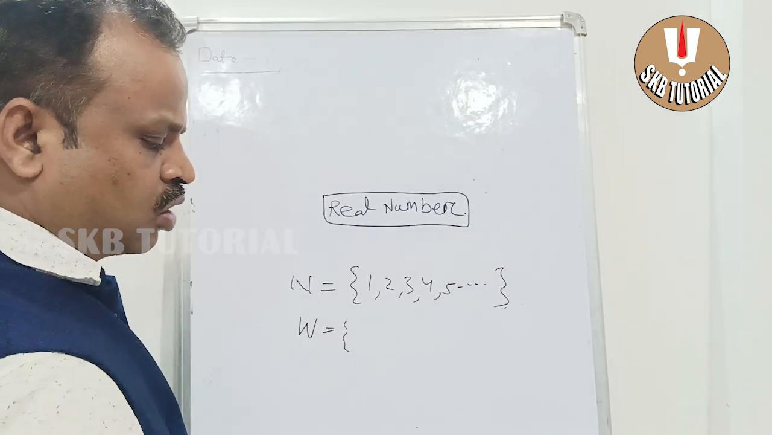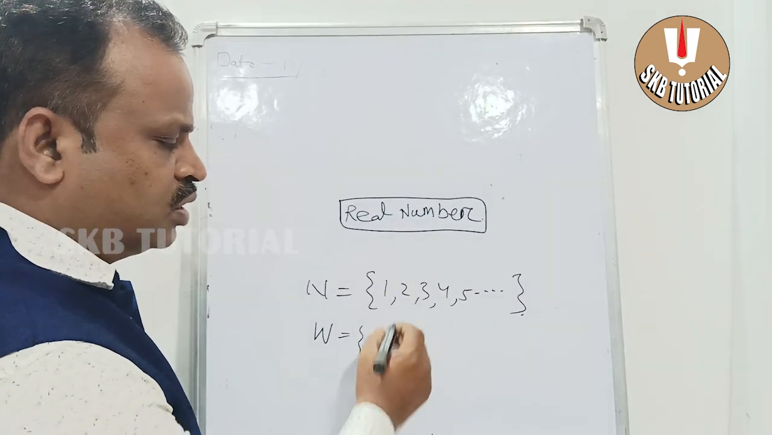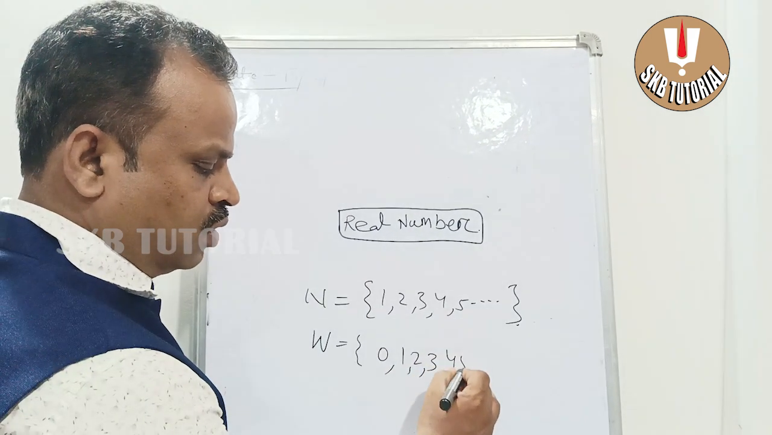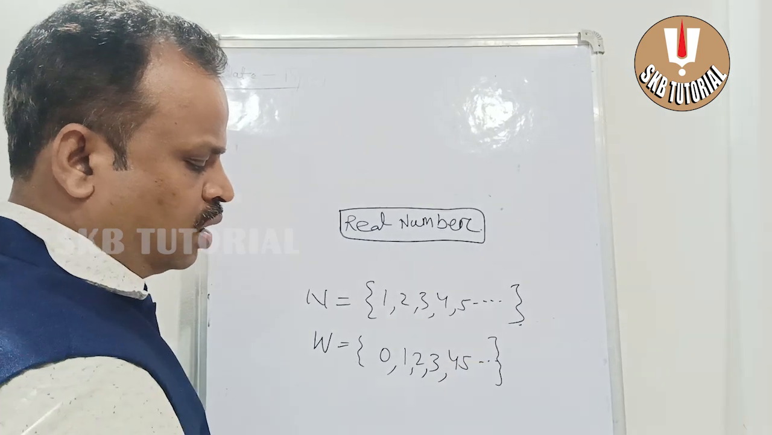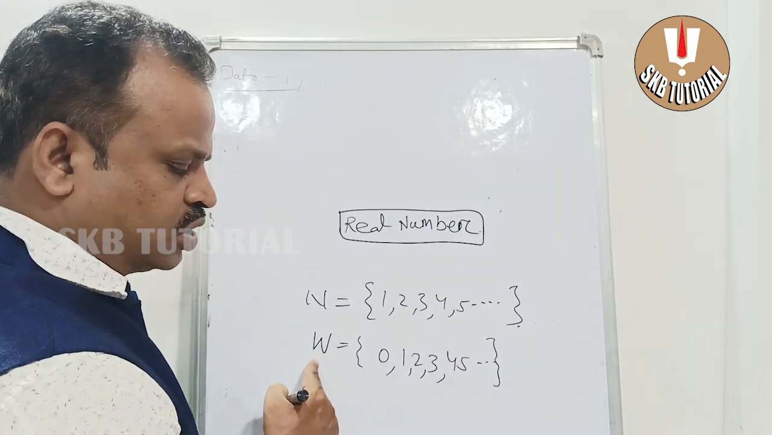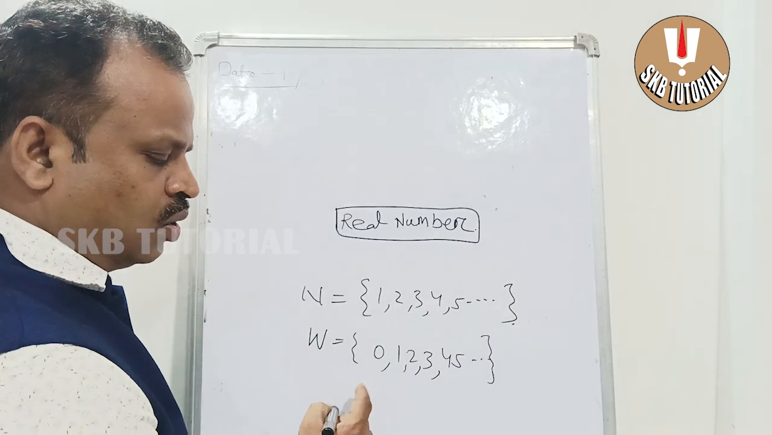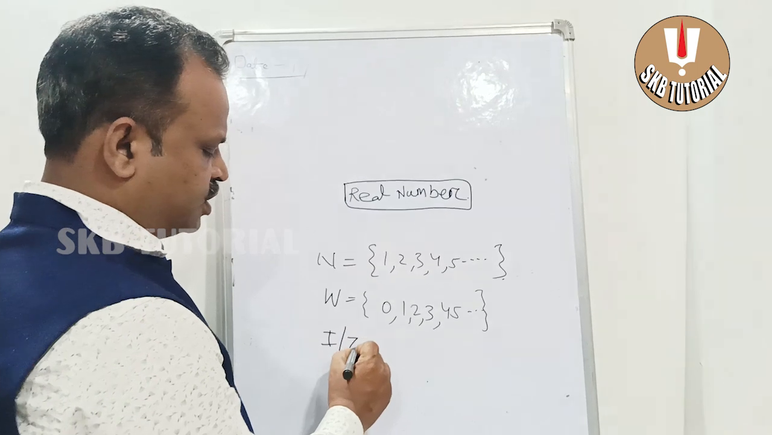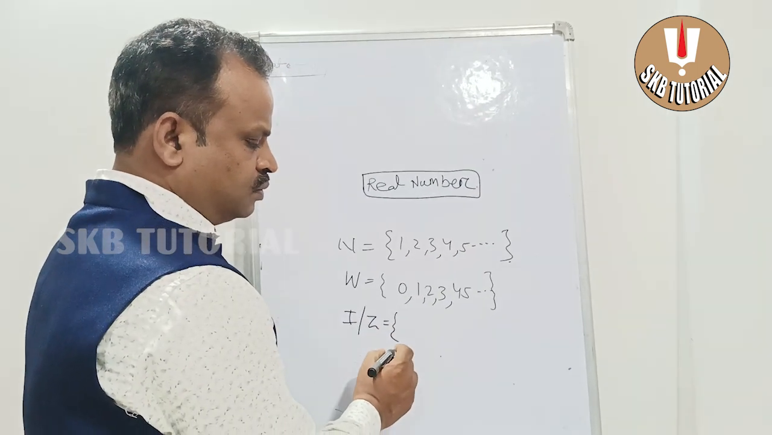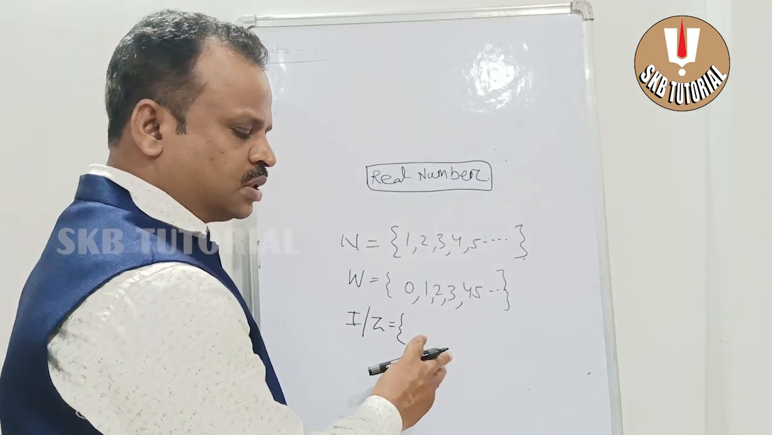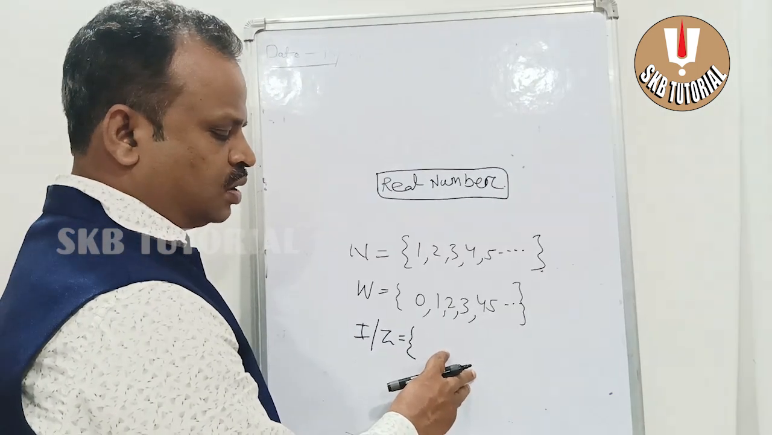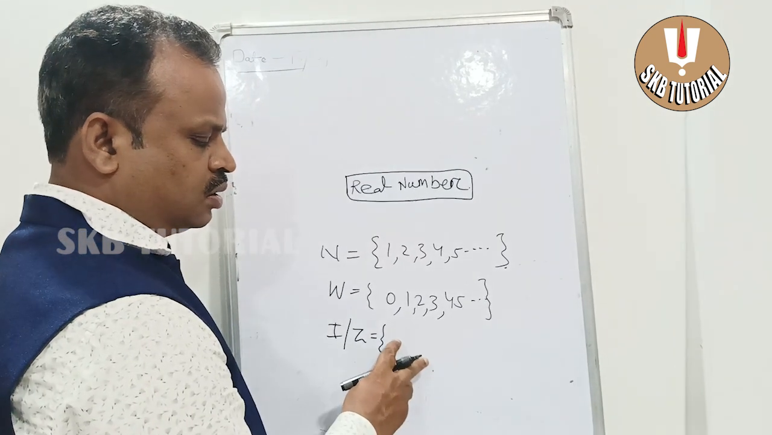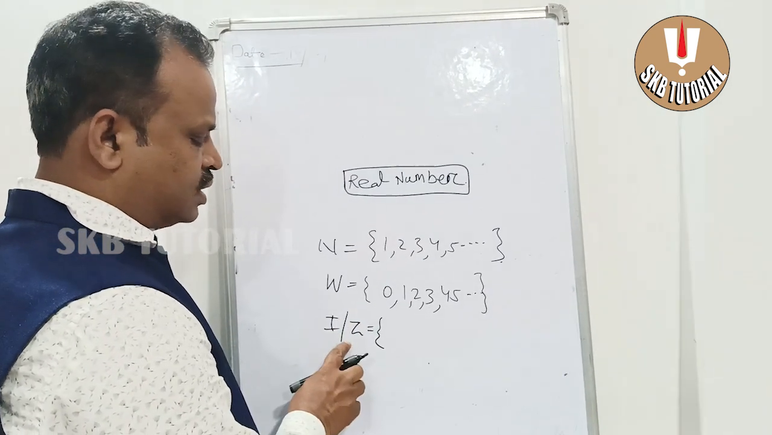Whole numbers is the collection of natural numbers along with 0. 0, 1, 2, 3, 4, etc. are called whole numbers and it is denoted as W. Then after whole numbers, you will come to integers, I or Z. The collection of natural numbers and their negatives along with 0 are integers, and this collection is denoted as Z.